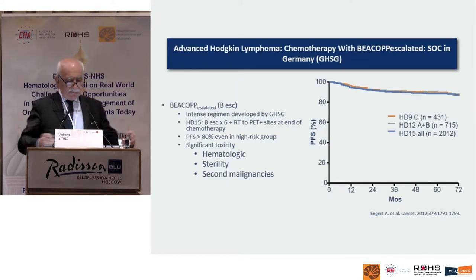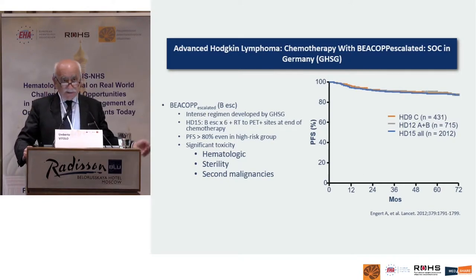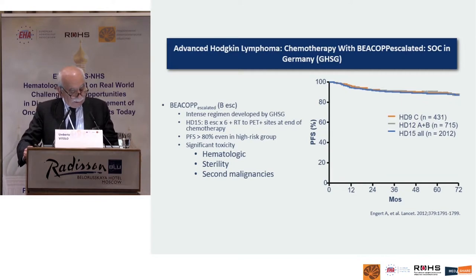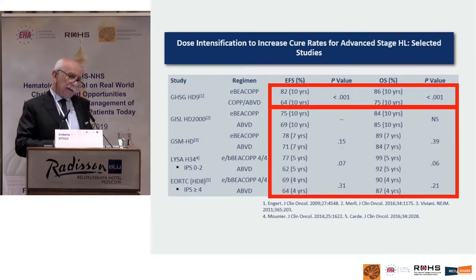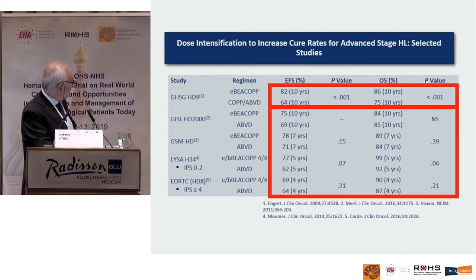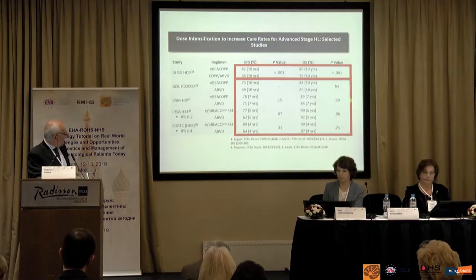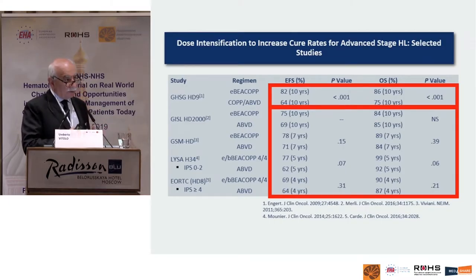As you know, the German Hodgkin lymphoma group developed BEACOPP escalated, which had very nice results in advanced stage disease. However, there is significant toxicity with BEACOPP, like hematological toxicity, sterility, second malignancy, and so on. There were many randomized studies comparing BEACOPP escalated with standard ABVD. Some of them, conducted by the German Hodgkin group, show a better outcome for patients treated with BEACOPP, but many other studies did not show any substantial difference, at least in terms of overall survival, between the two regimens.